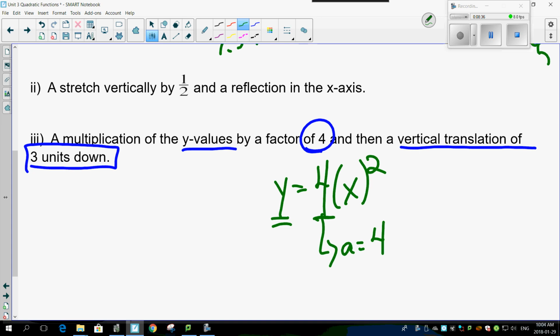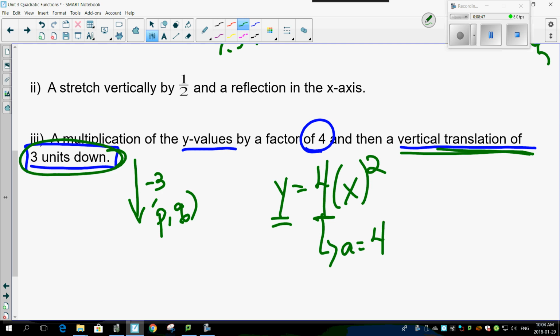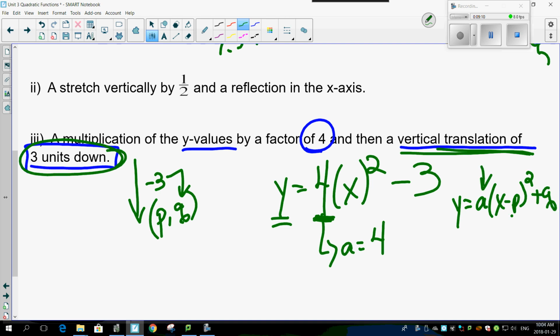Guess what we just said? We just gave you the a value. a equals 4. And then a vertical translation of 3 units down. So we're going down 3. That's got to be, from our p and q values, our q value. It has to be. So look how fast I can actually write the formula for this. There's our factor of 4, down 3. Isn't that cool? All based on this original formula of a(x minus p) squared plus q. There's our horizontal, there's our vertical movement. This is our stretch factor right here.